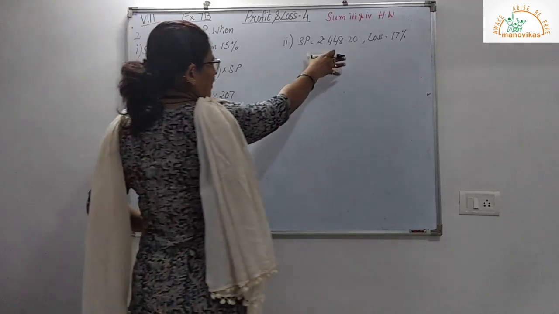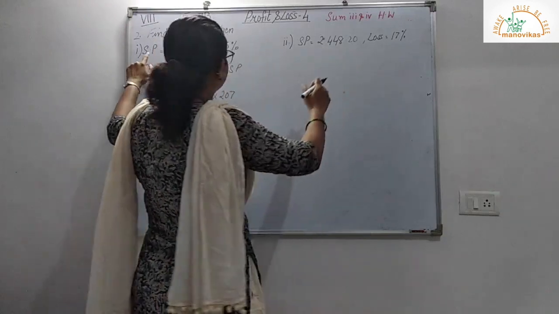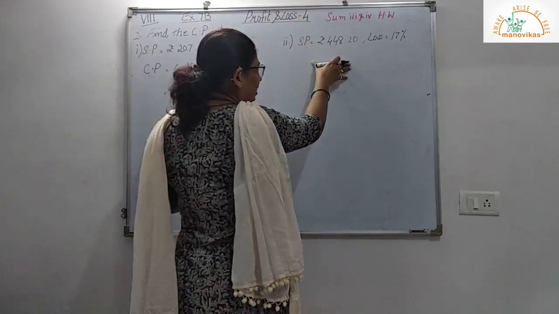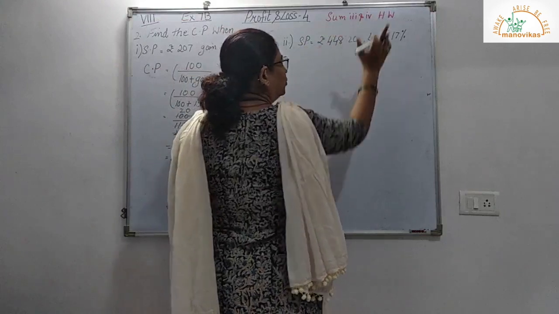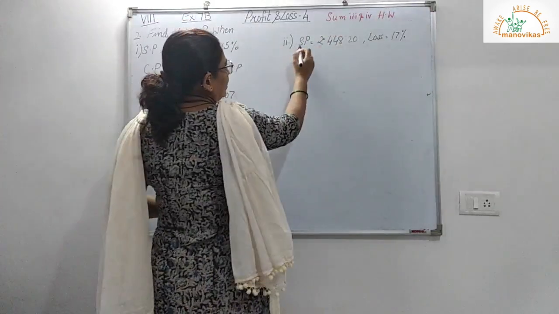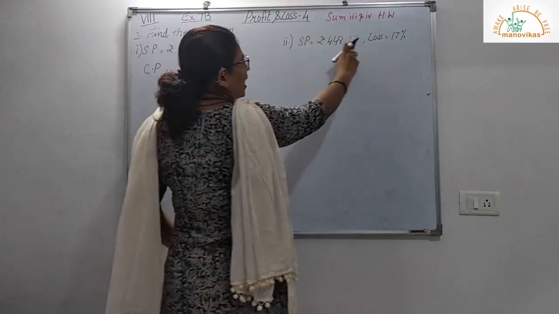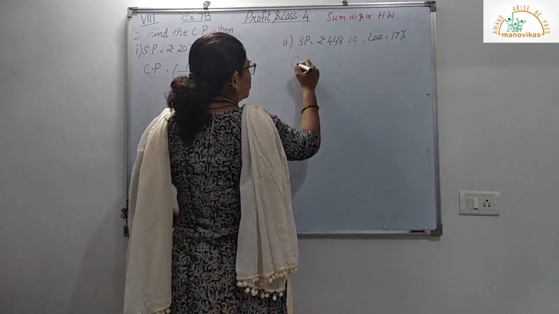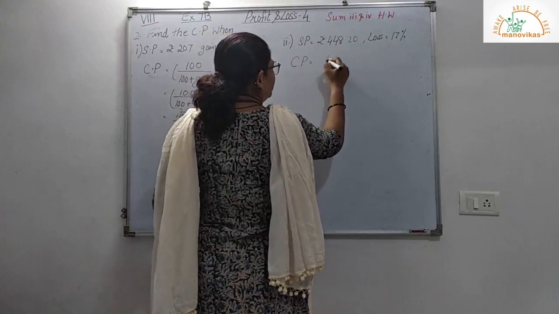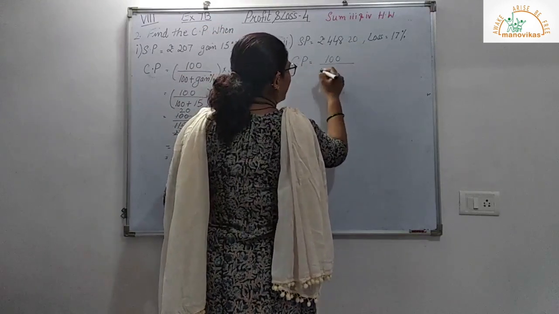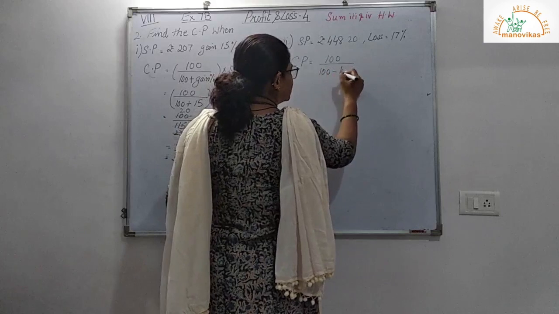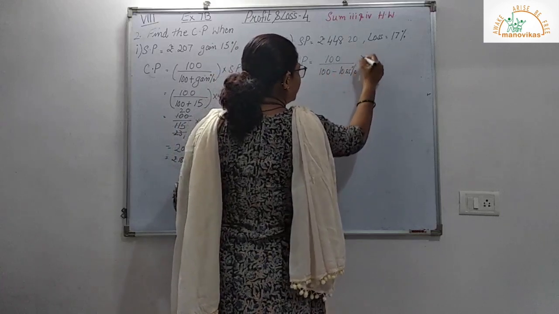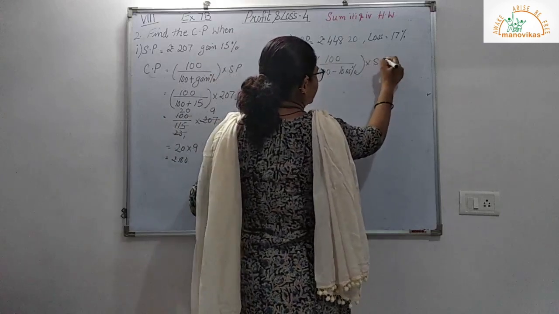Moving on to the second sum. Now in sub question 2 I have done the first sum. I am doing the second one. Third and fourth you can do it for homework. Now here the selling price is given and the loss percent is given. We have to find the cost price. So cost price is equal to 100 divided by 100 minus loss percent into the selling price.